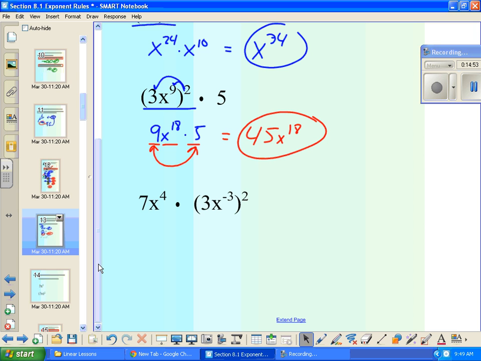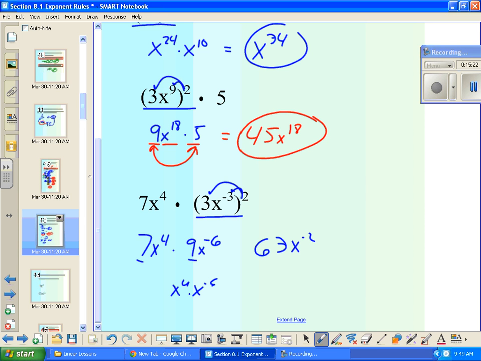One more example to go through here. Again, in parentheses, I can deal with this part first and apply the second power to each of those. So I'll have 7 x to the fourth times, well, 3 squared will be 9. x to the negative third, to the second power, is where I multiply them, and I get x to the negative sixth. Here again, I can multiply these numbers together and get 63, and then apply my exponent rules: x to the fourth times x to the negative sixth. I add those together and get x to the negative 2.